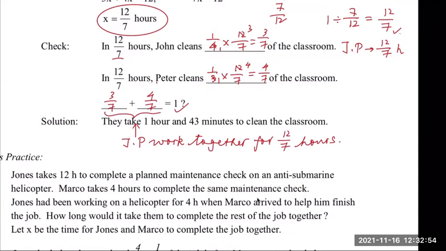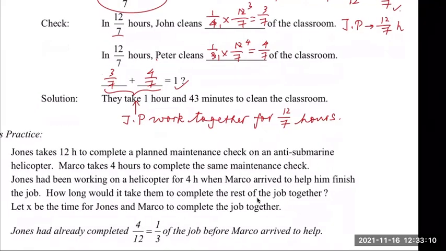So after the check step, we know that the answer is correct. 12/7 is correct, which means they take 12/7 hours to clean the classroom together. 12/7 hours, I didn't do the math, but we can do it together. So that's 1 and 5/7, right?